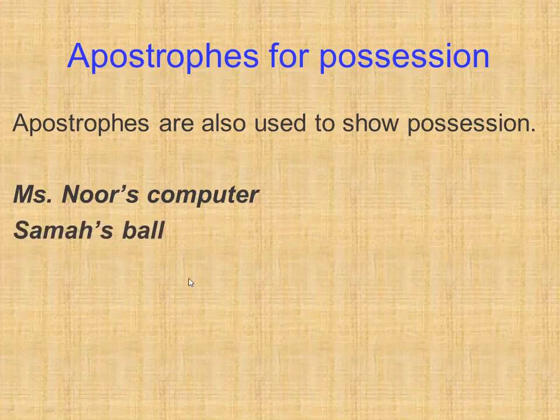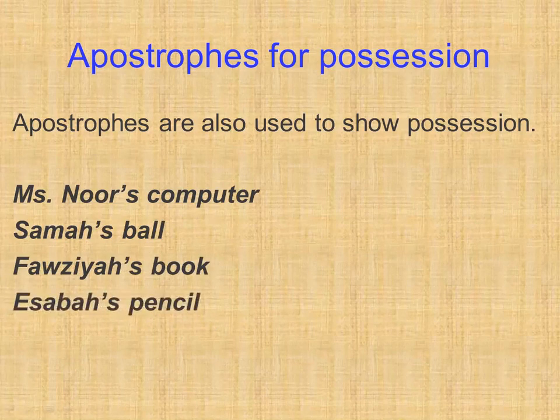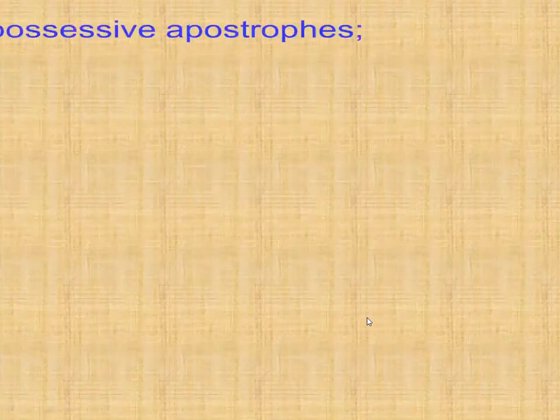Sama's ball. The ball belongs to Sama. Fauzia's book. The book belongs to Fauzia. Isaba's pencil. The pencil belongs to Isaba. This is how we can use apostrophe in order to show possession.